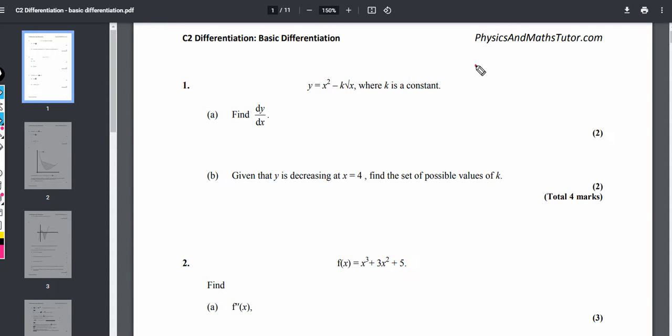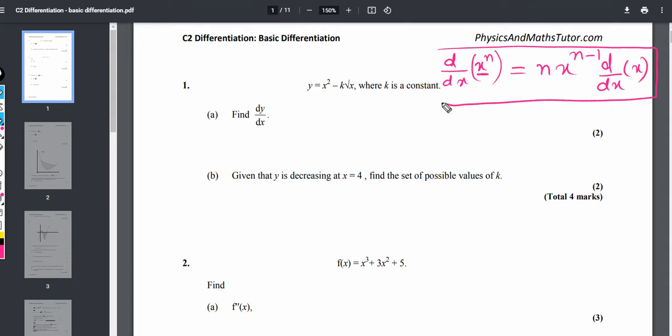So if we have to take the derivative of something like x to the power of n, I write it as d by dx of x to the power of n. It means that we have to find the derivative of this function with respect to x. So it will be n times x to the power of n minus 1 times d by dx of this function, that is x. This is the general formula that is called the power rule. So I'm going to apply this formula over here and let's see how it goes.